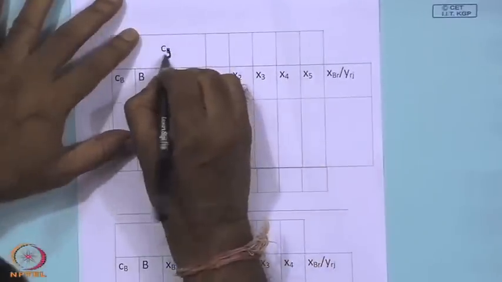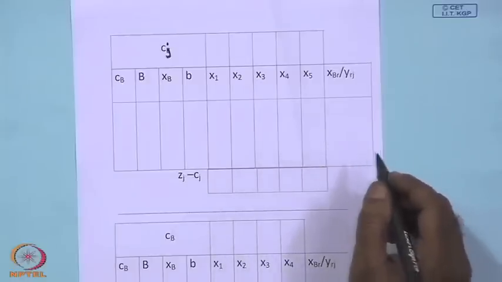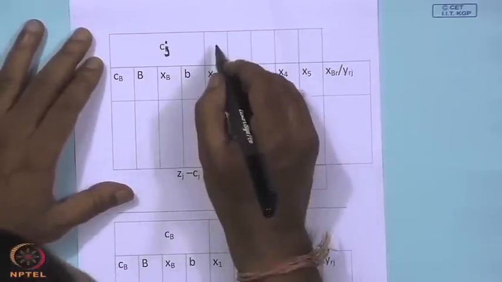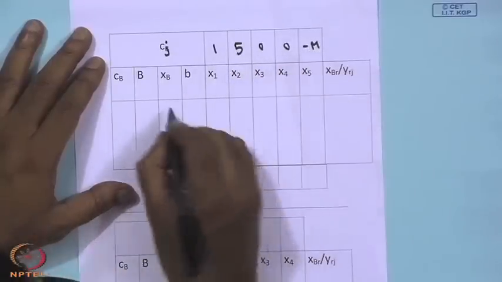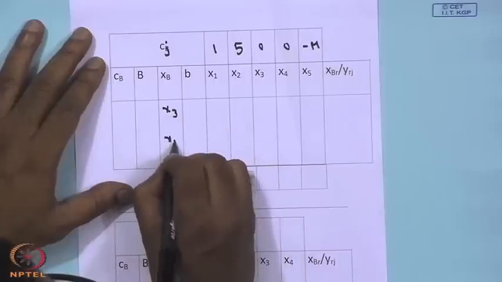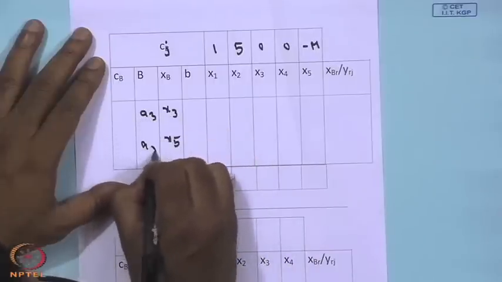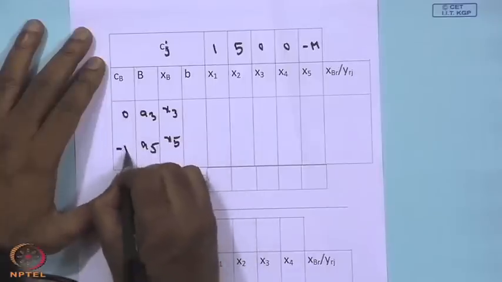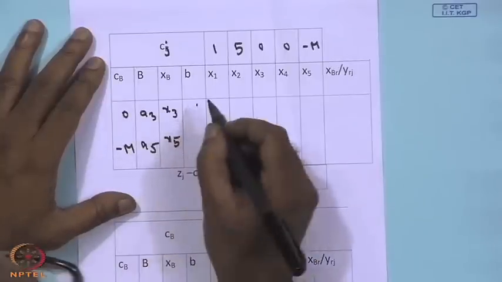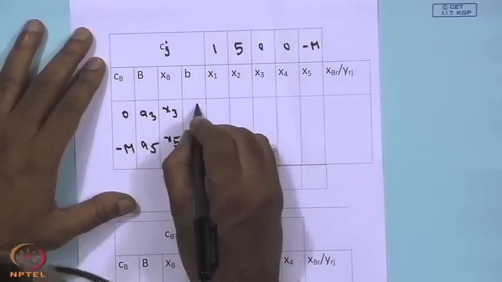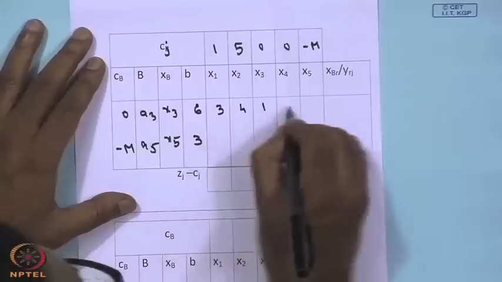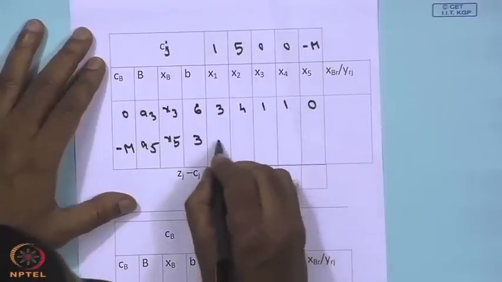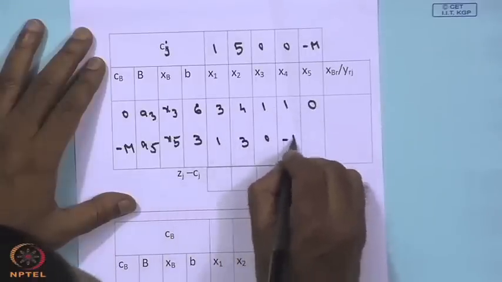So, in the same way now we can form a table. This is your Cj. I am directly writing 1 5 0 0 minus m. Initially the basis is x3, x5, that is a3, a5, and it will be associated with 0 and minus m. Here directly you write down from the first constant, that is b is 6 and 3. This will be 3 4 1 1 0 and this will be 1 3 0 minus 1 0.